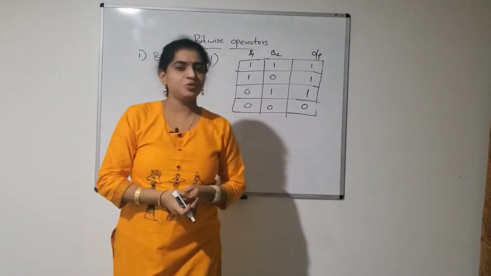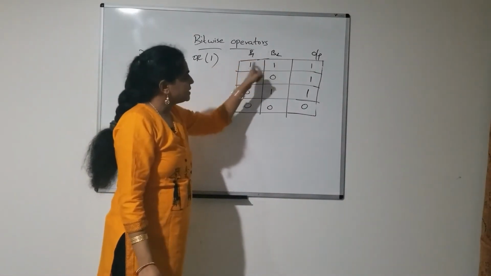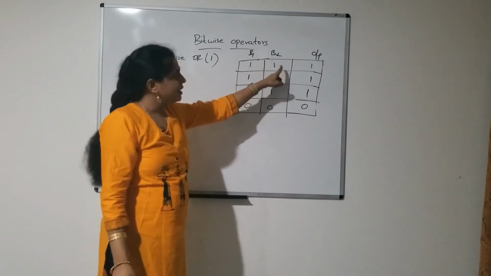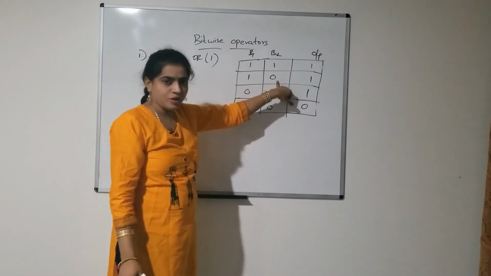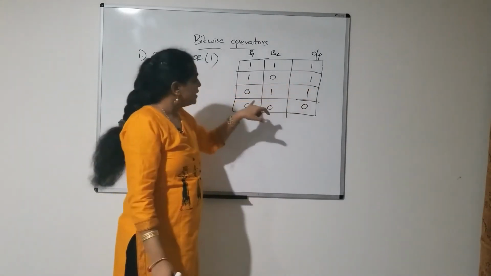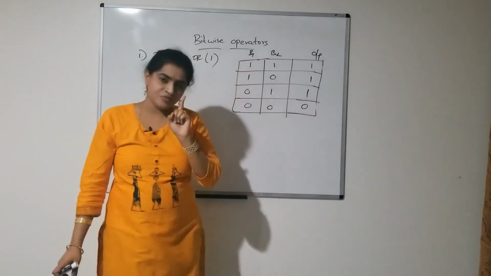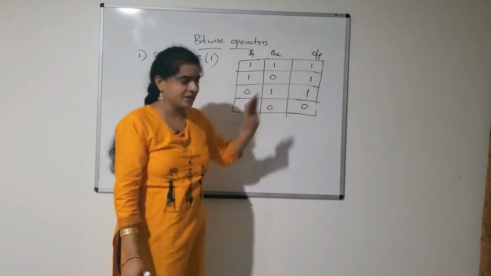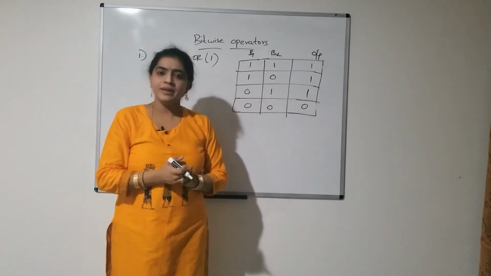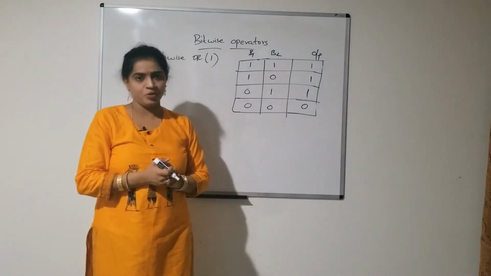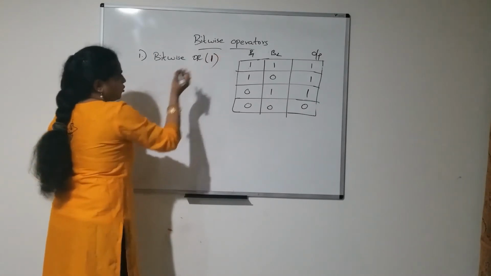Next, coming to the bitwise OR operation. If both bits are 1, the result is 1. If one bit is 1 and the other is 0, again 1. Next, 0 and 1, the result is 1. That means if any one of the bits is 1, the result will be 1. Only if both bits are 0, the result is 0 in bitwise OR. For bitwise OR, this is the symbol we have to use.